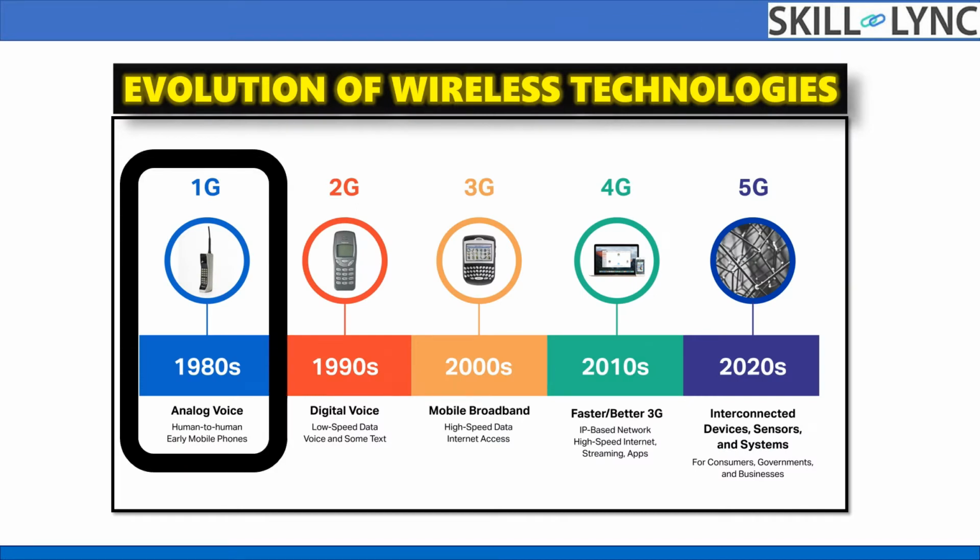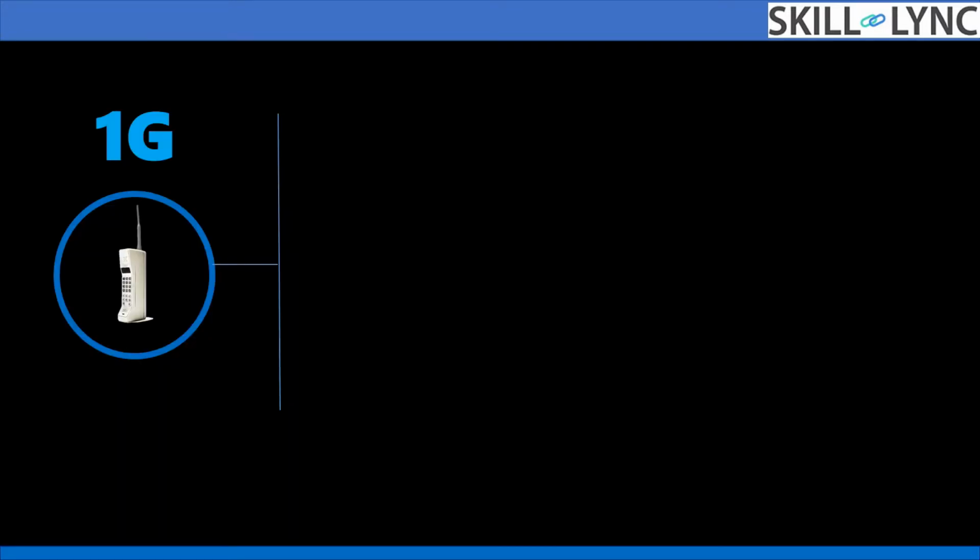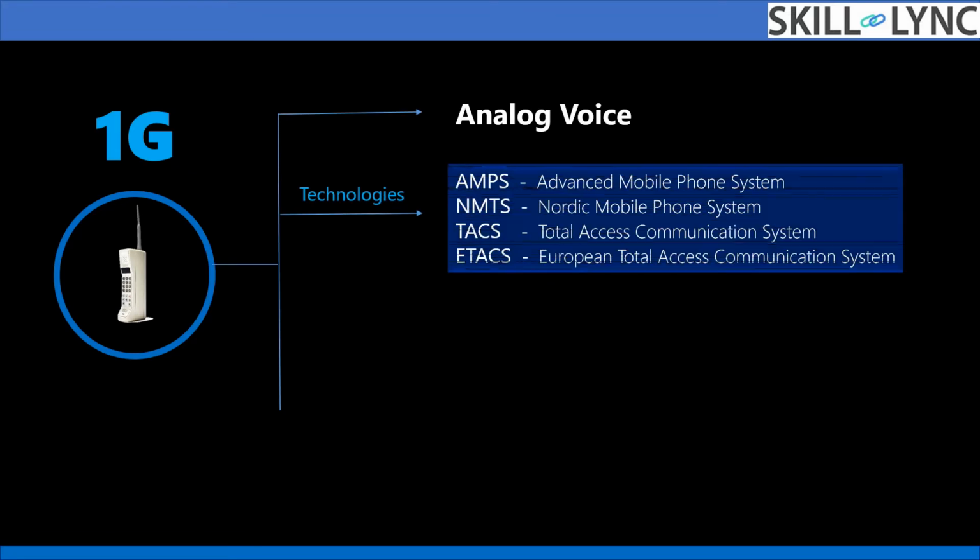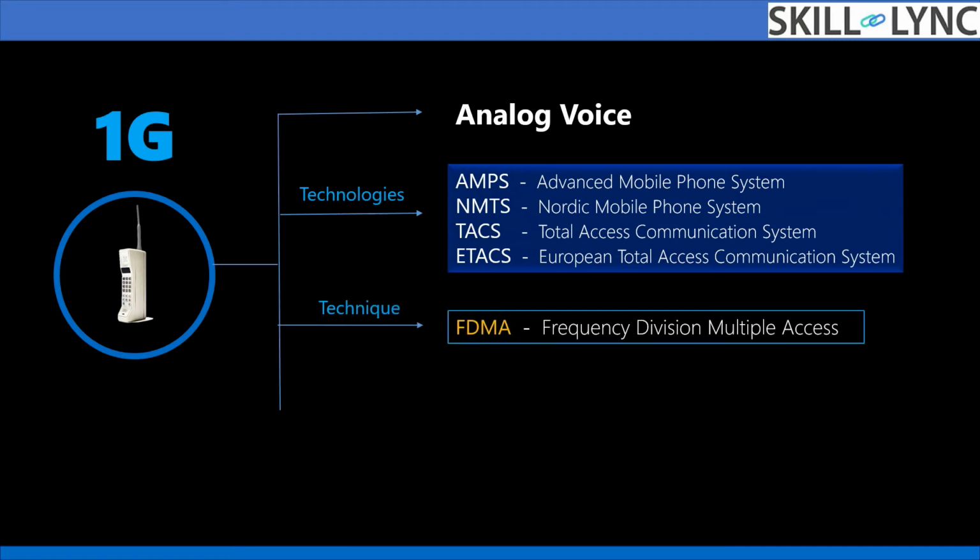1G, the first generation of wireless telecommunications. 1G began in the late 1970s and continued throughout the 1980s. 1G introduced analog voice for the first time. The technologies used were AMPS, NMTS, TACS and ETACS. And the technique used was FDMA, Frequency Division Multiple Access. The maximum speed achieved was 2.4 Kbps.